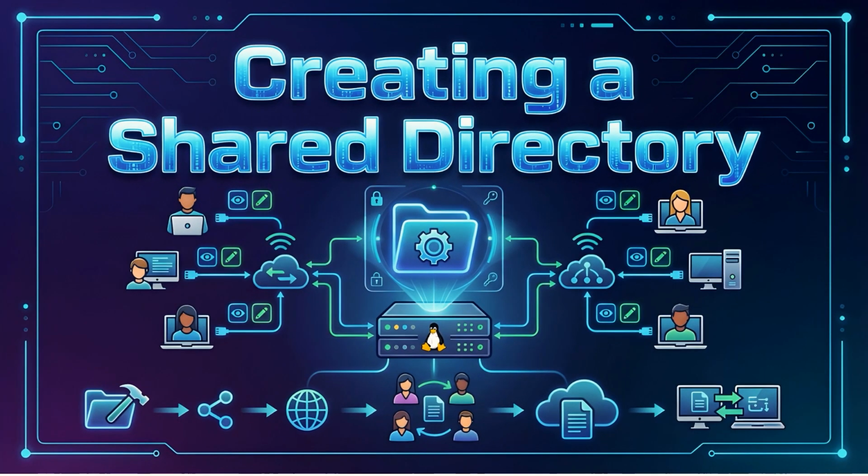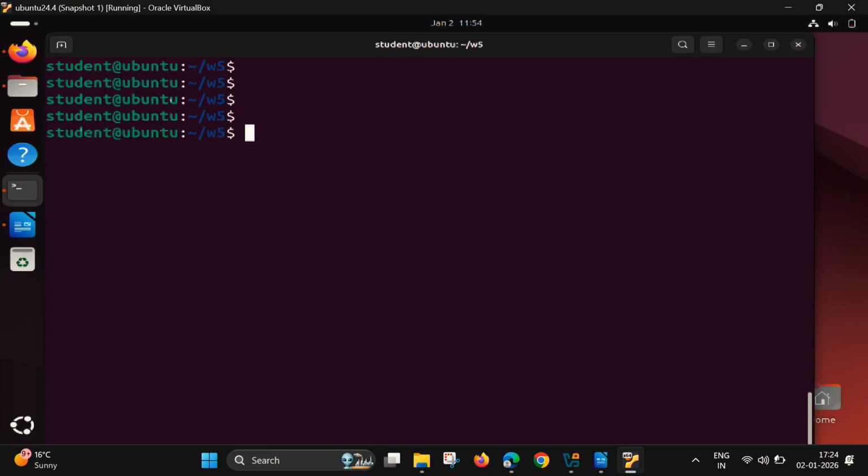Now finally we need to create a shared directory that we want to share with different machines. So we'll create a shared folder. Here I am making one folder with sudo mkdir -p. I am making one folder here, /srv/samba, and I am giving the name shared.